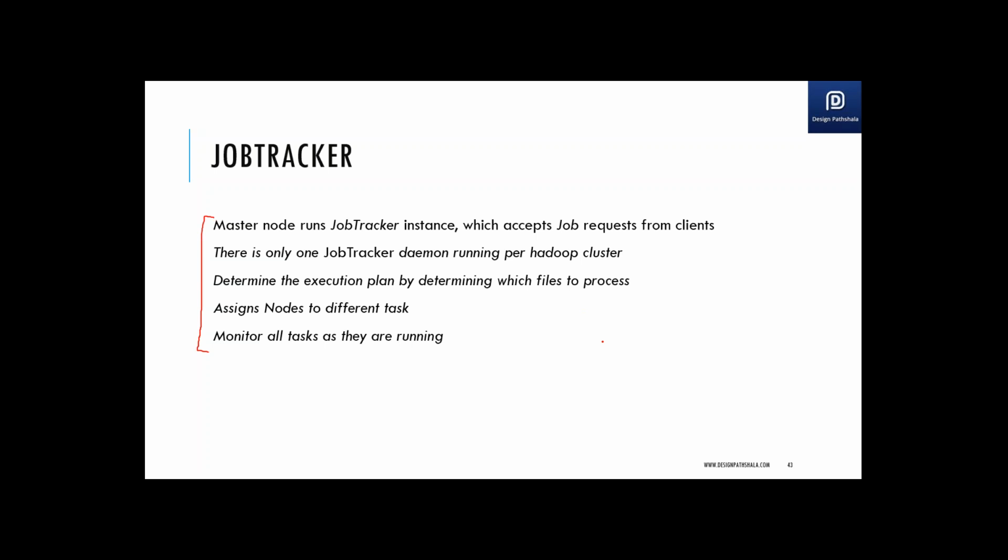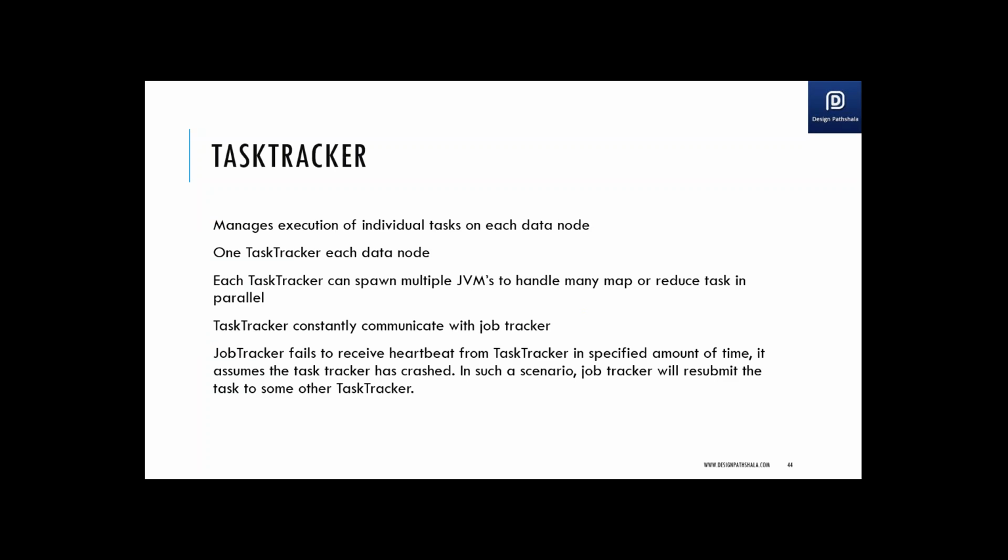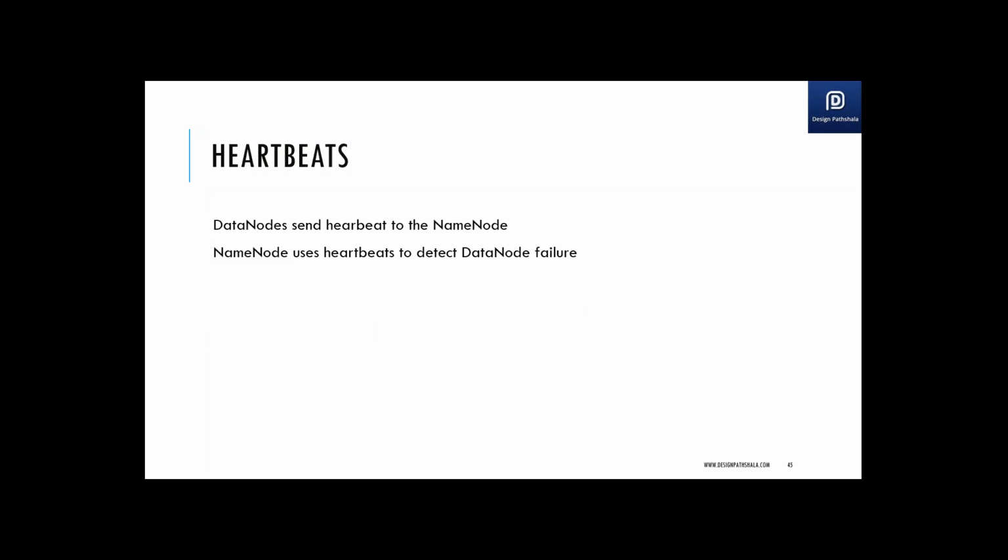So basically, as we discussed, job tracker. That's all we've discussed. I hope you would have read it again. And this is what we discussed about task tracker. It manages the execution of individual tasks. One task tracker on each data node, storing a separate JVM. All those things which I discussed. Heartbeats, I already discussed. Data nodes keep on sending heartbeat signals to the name node.